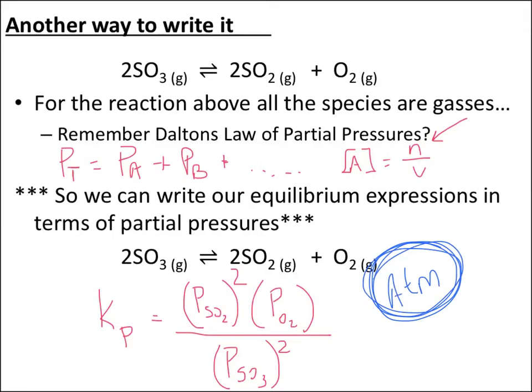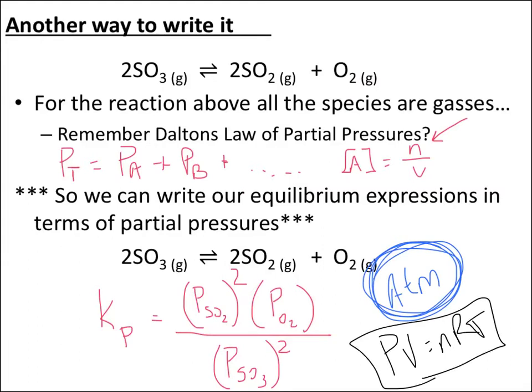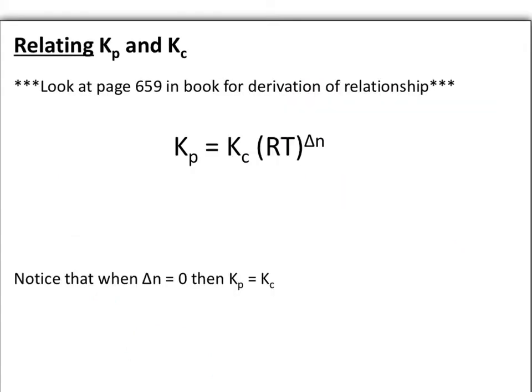Other than the fact that in the derivation of this, we are going to end up with PV equals nRT again. So PV equals nRT, our ideal gas law, will come into play here. And we'll see that here in just a little bit, but it's used in the derivation of all of this stuff. So you might want to also go back and review some of your notes on PV equals nRT and the ideal gas law.